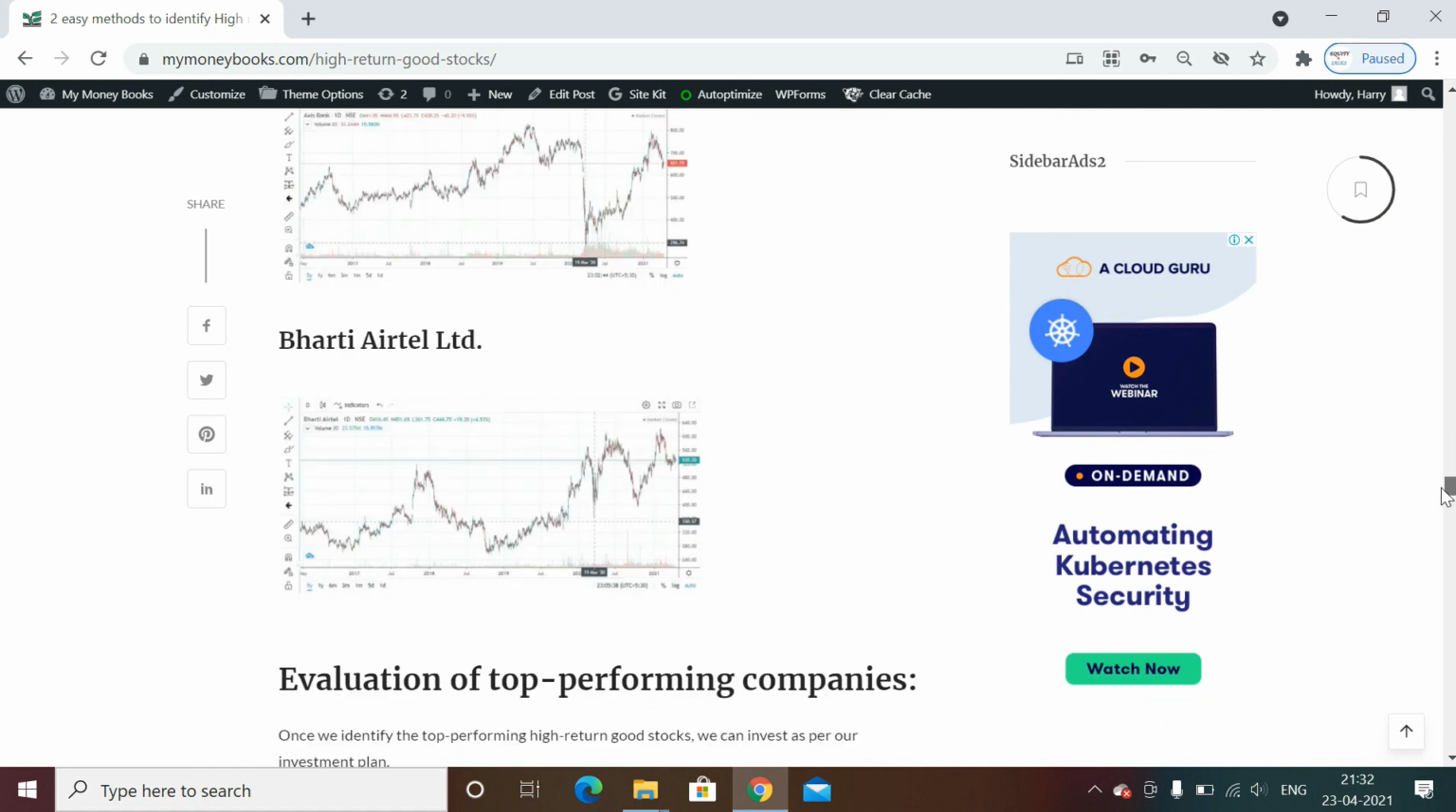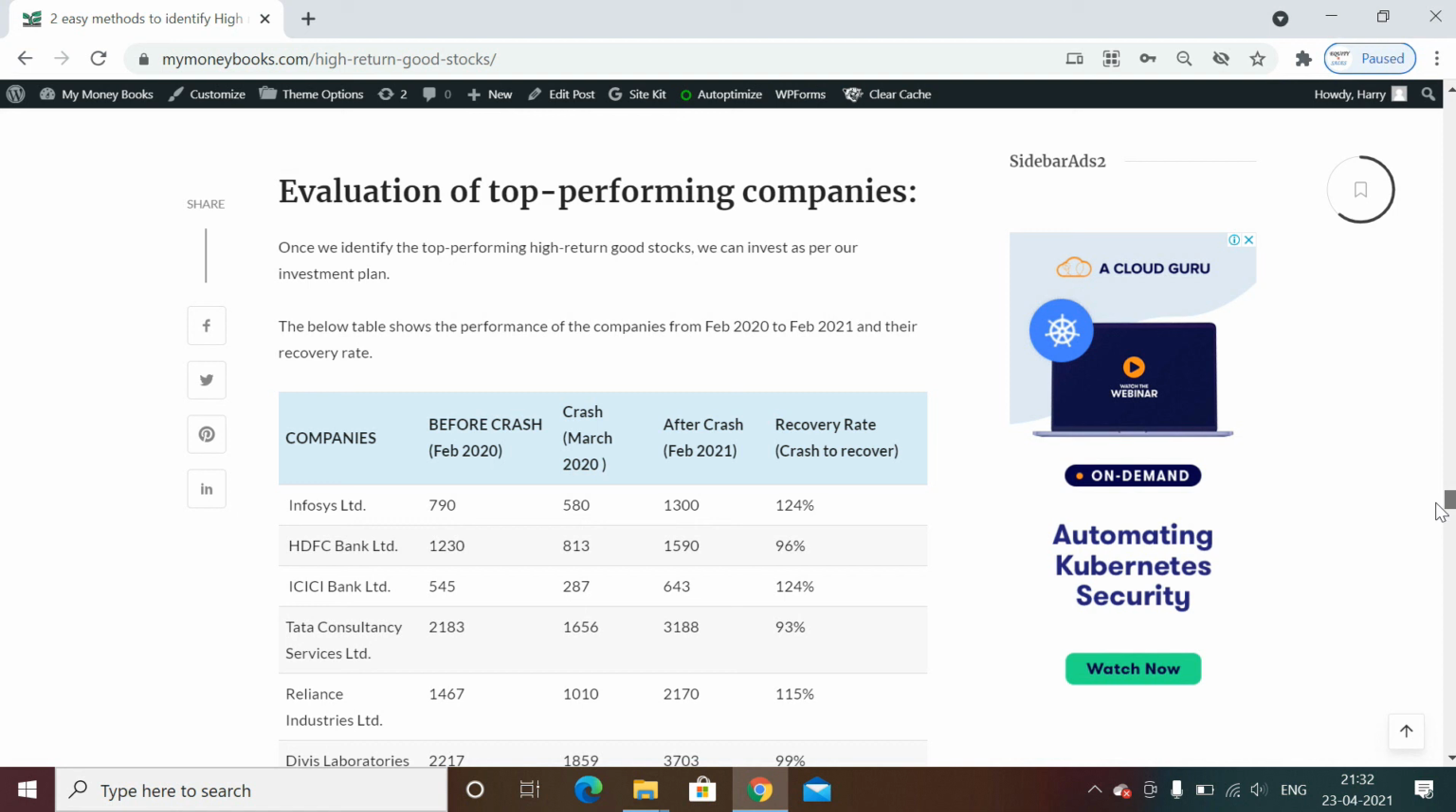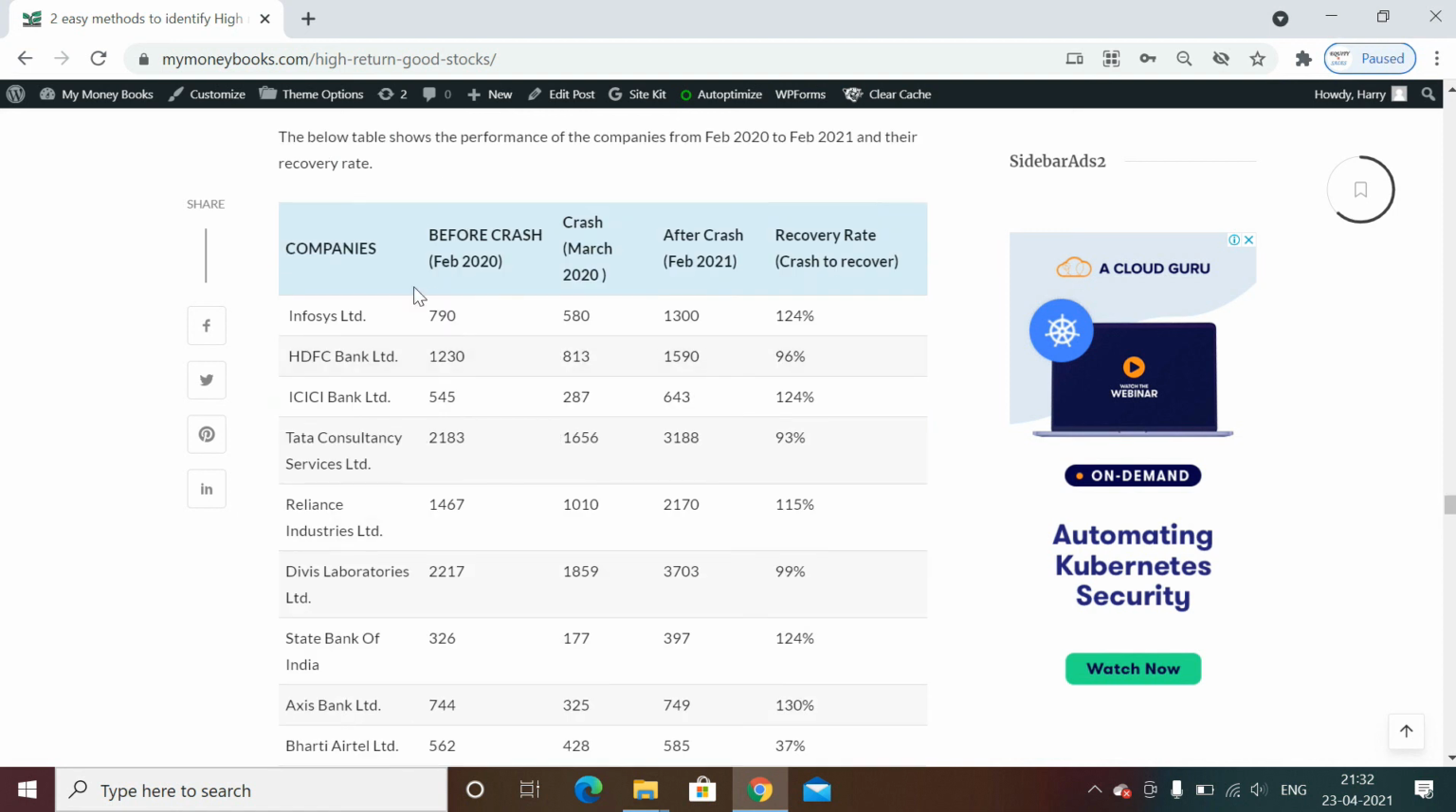Here you can see the charts. Once you understand these companies, now I am doing the calculation for February 2020, March 2020, and February 2021. This is the time before the market crash happened in 2020. This March is the time where the market crash happened, and February 2021 is one of the peak times where the market again reaches the top. So you can see here the average recovery rate.